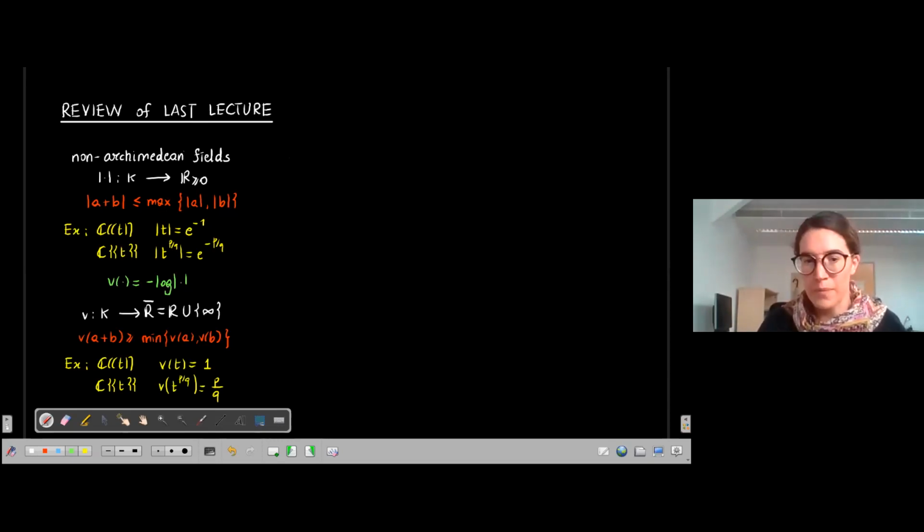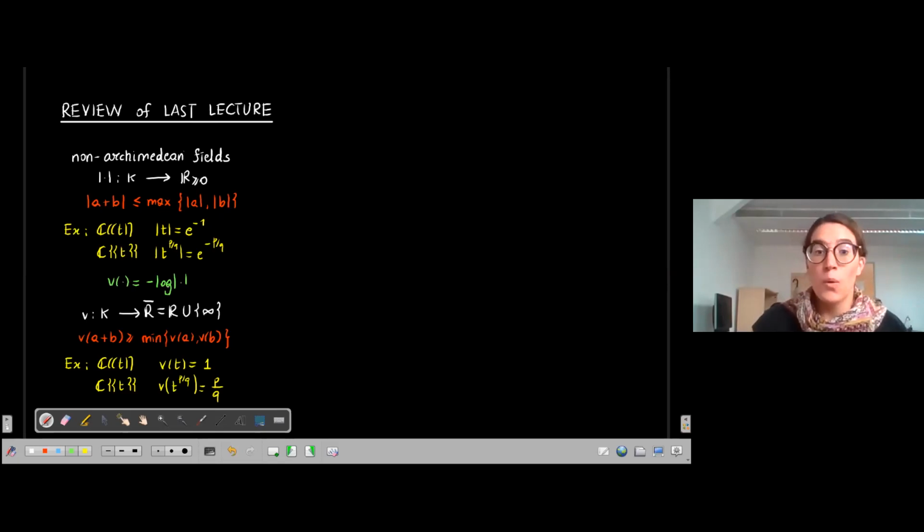This is R bar. And again, the strong inequality becomes, in terms of valuation, the fact that the valuation of a plus b is at least the minimum between v of a and v of b.